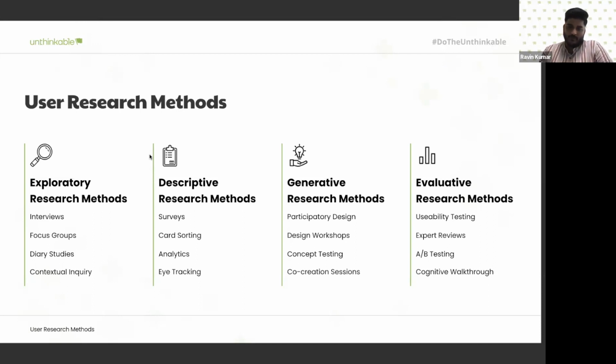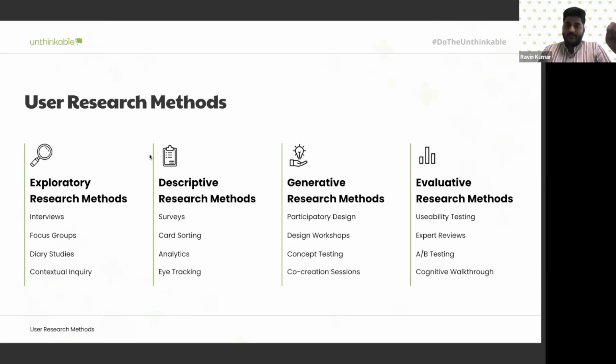And a few examples are surveys, questionnaires, card sorting, analytics, etc. Then we have the generative research method, wherein we basically generate our ideas, and it also involves users in the design process. It's like co-creating and exploring potential solutions for the given problem. A few examples could be participatory design, wherein you get involved with the end users directly and talk all about your solutions and everything with them directly. Design workshops, again a similar sort of thing to participatory design, concept testing, and co-creation sessions.